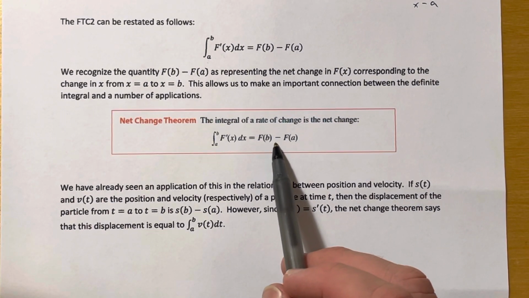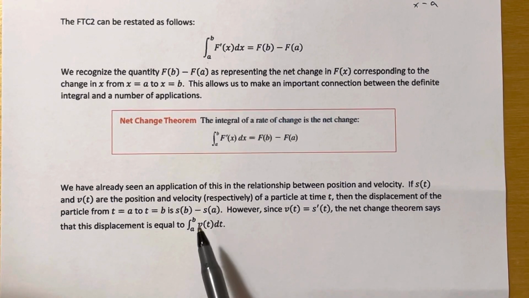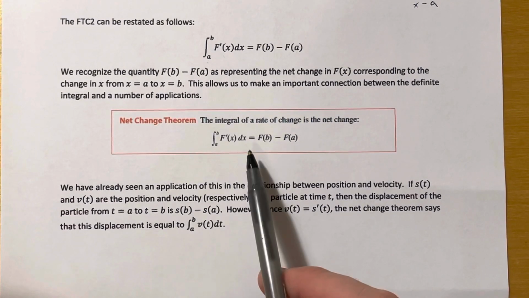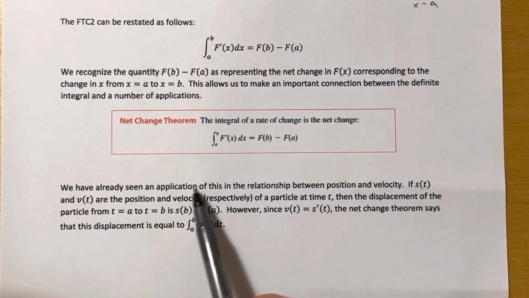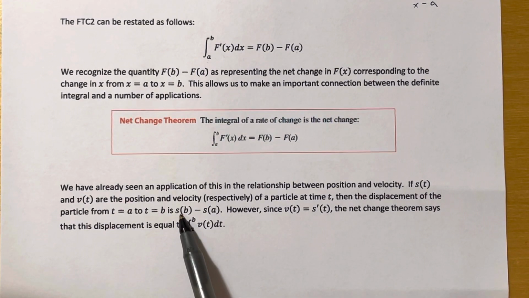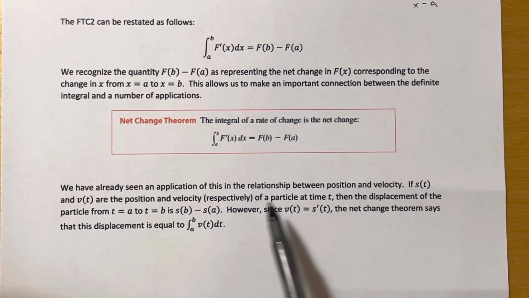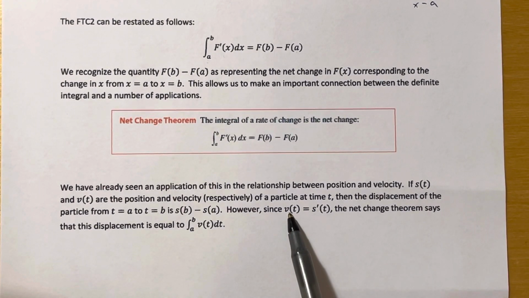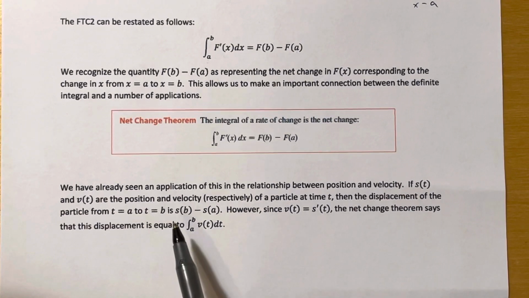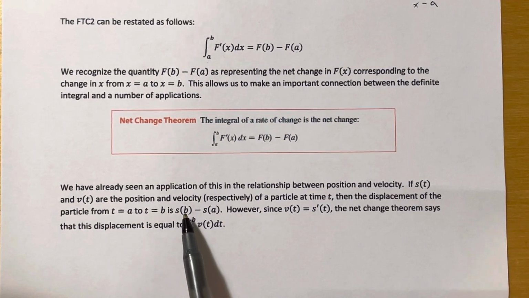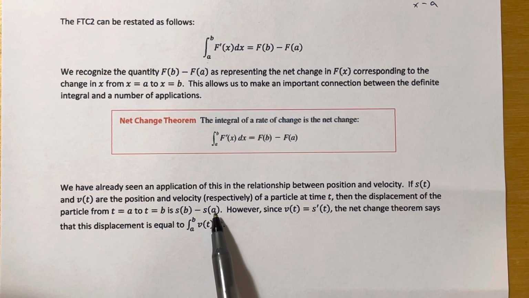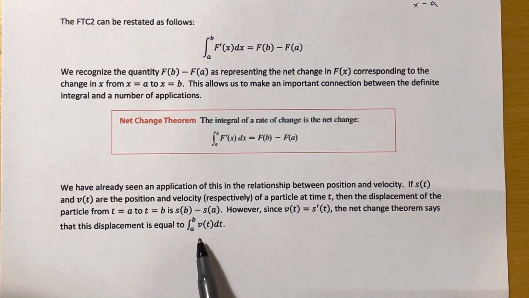Which looks like the right-hand side of the net change theorem, where capital F is just S. But if this F here is represented by S here, then this F prime in here should be the same thing as S prime. But S prime is the same thing as the velocity function. And so what this is telling me is that if I want to know the net displacement of my particle from time A to time B, then what I need to do is integrate my velocity function from A to B, and it gives me that net displacement.